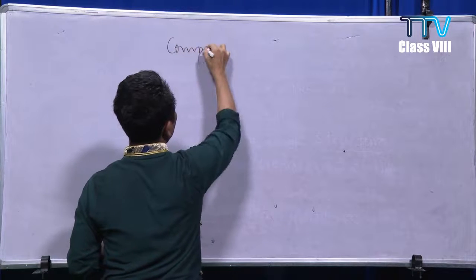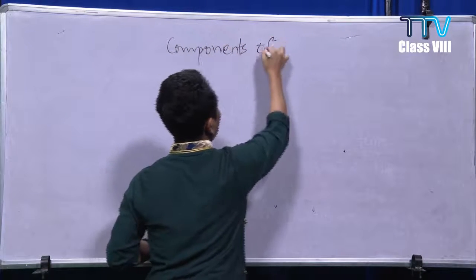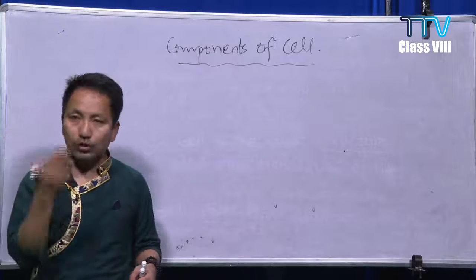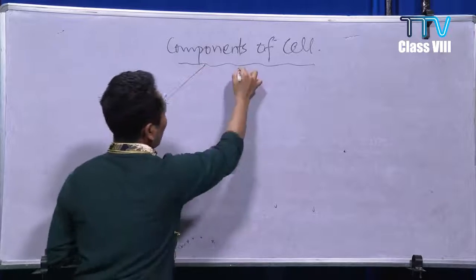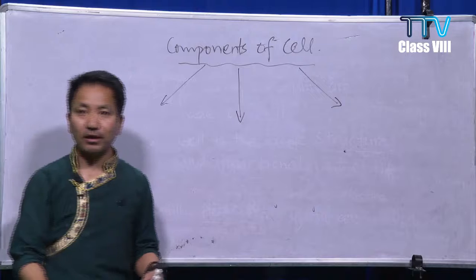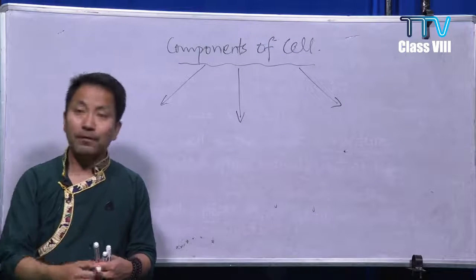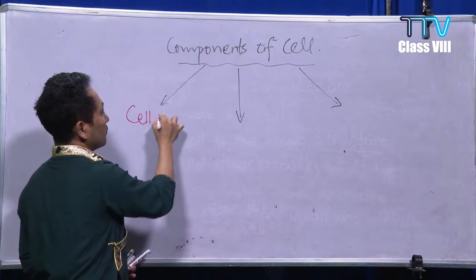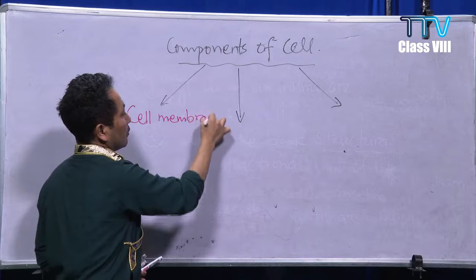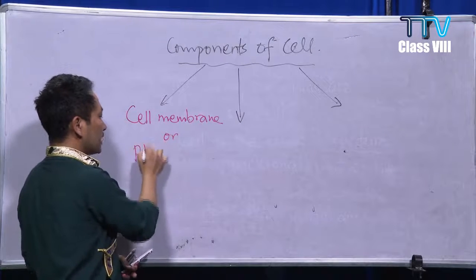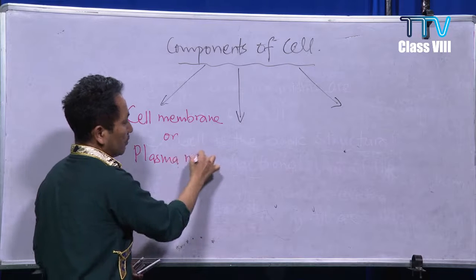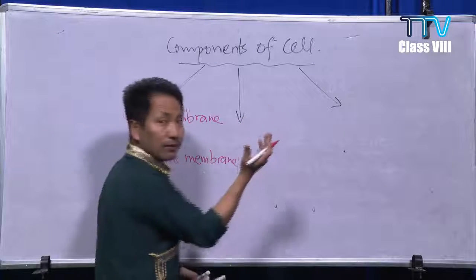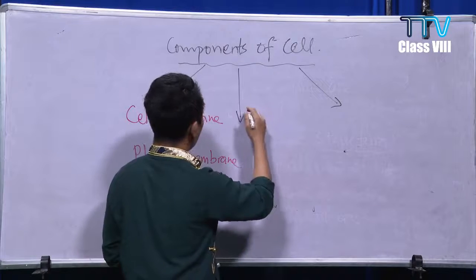Components of cell. What are the basic components of cell? So there are three basic components of cell. The first one is called the cell membrane, or you may also call plasma membrane. And next we have the what we call as a cytoplasm.